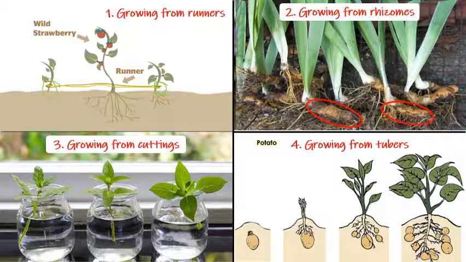3. Growing from cuttings. We cut off a piece of the plant. It's usually a stem with some leaves. We place it in soil or in the water, and this cutting will grow into a new plant. 4. Growing from tubers, and we took the potato plant as an example. When the sprouting eye of a potato plant is placed in the soil, it will grow into a new plant.